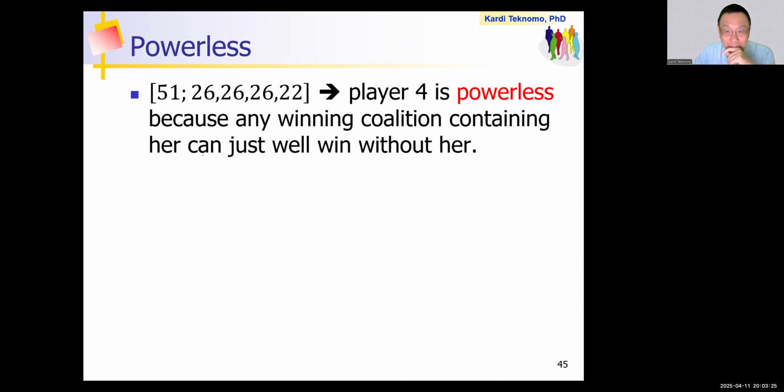How about this one? The last player, player 4, is called powerless. Why?